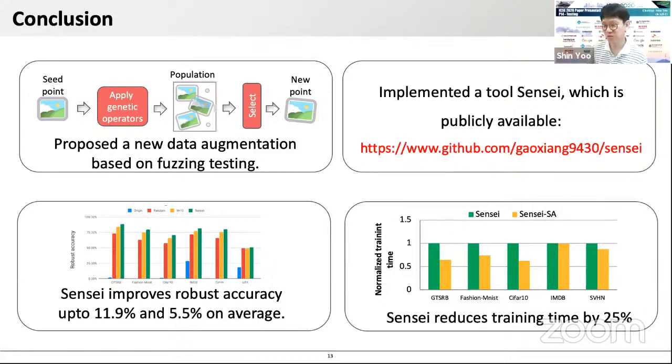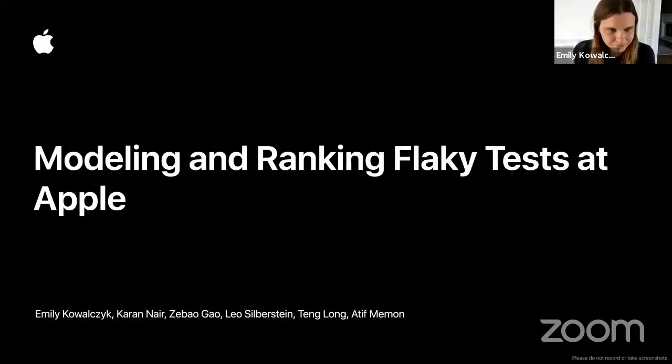Okay, thank you, Xiang, for a very interesting talk. We're not hearing that applause effect today, but I'm sure everyone is feeling the same. Okay, thank you. So we'll move on to the next presentation, which will be given by Emily Kovalchuk from Apple. The paper title is Modeling and Ranking Flaky Tests at Apple. So Emily, can you start your screen share, please? Yes. Easy.